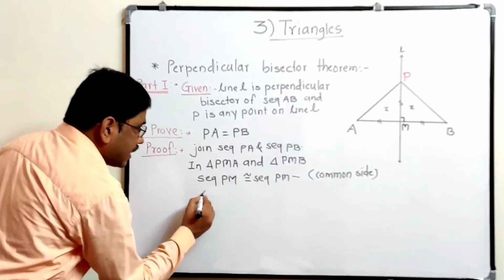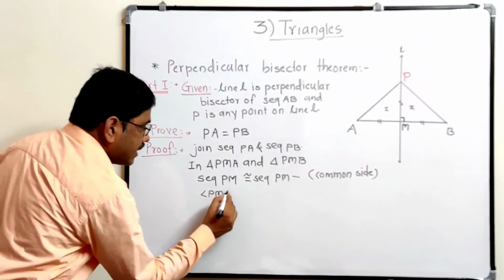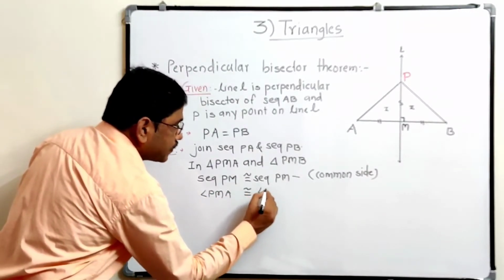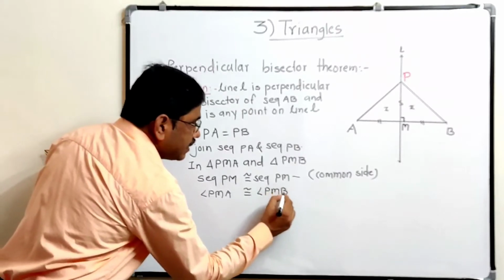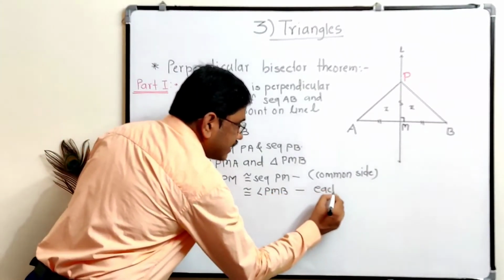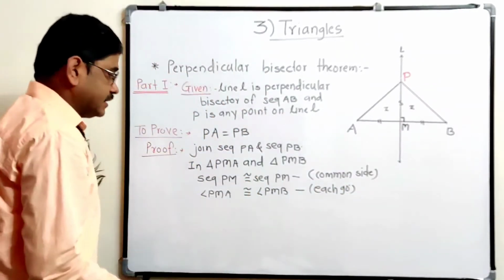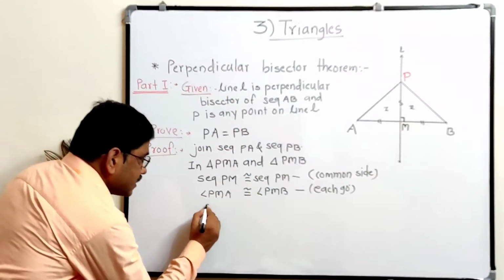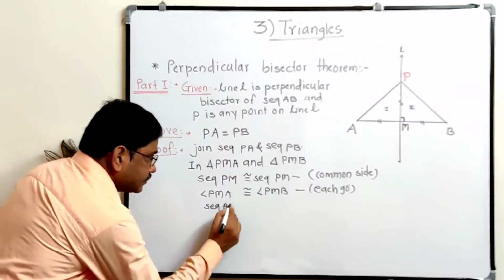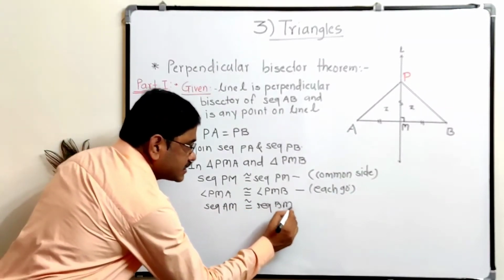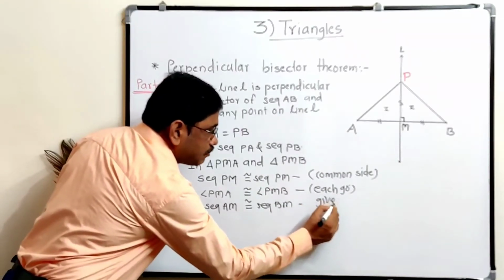Second, angle PMA is congruent to angle PMB, each 90 because it is a perpendicular bisector, each 90. And third one, segment AM congruent to segment BM, that is given because it is a perpendicular bisector.